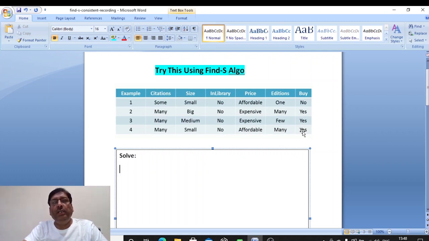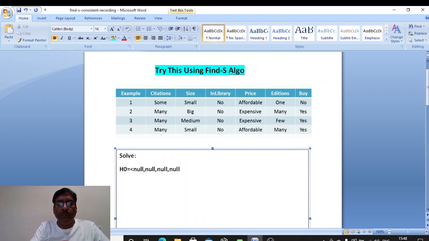We know initially we are supposed to consider a hypothesis with the most specific values. So you can write H0 equals null. I'm writing it in this fashion instead of using an image, and I'm going to write null five times, because we have 5 attributes in this particular data set.